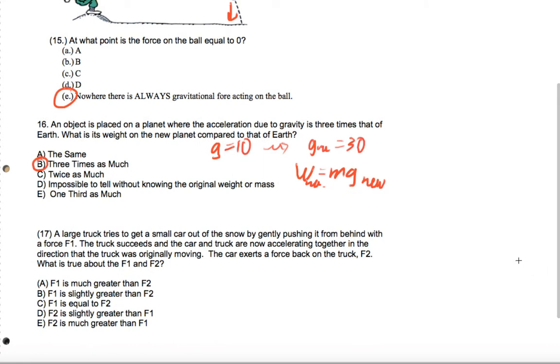Now, here, a large truck tries to get out of the snow. We're pushing it from behind with the force F1 with this car. So we want to know how the force on the car compares to the force of the car on the truck. So again, car on truck versus truck on car. And again, this is a clear case of Newton's third law. They're equal.